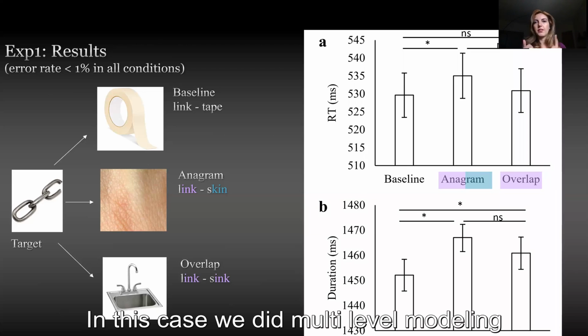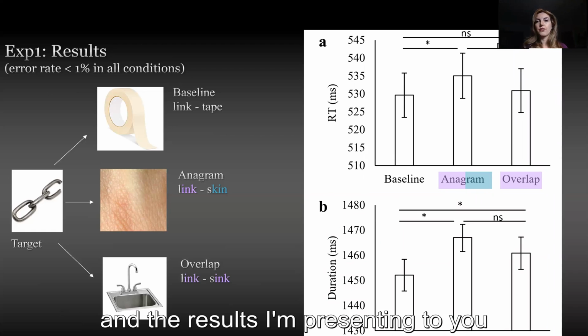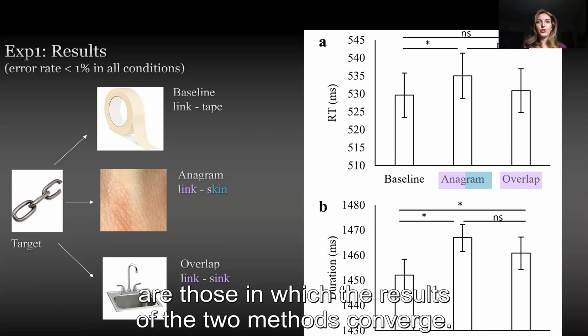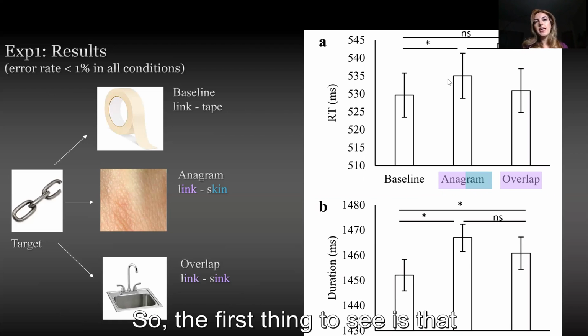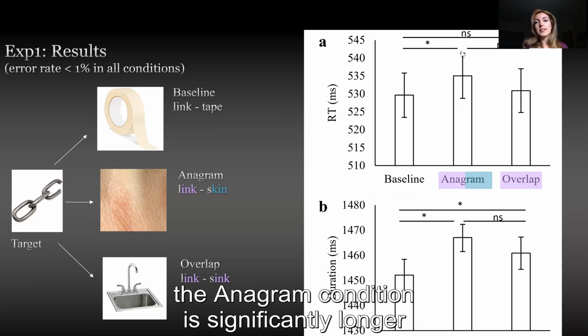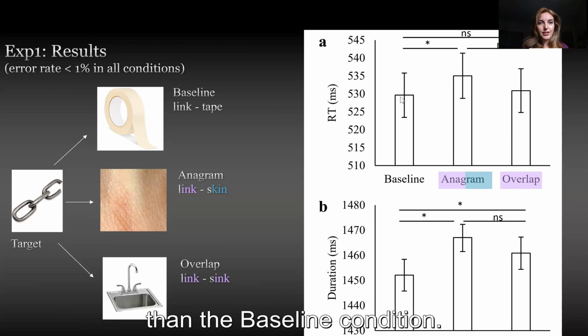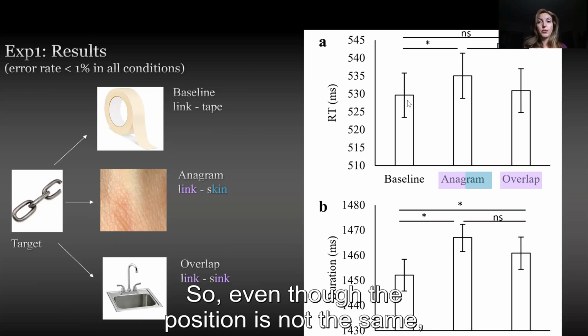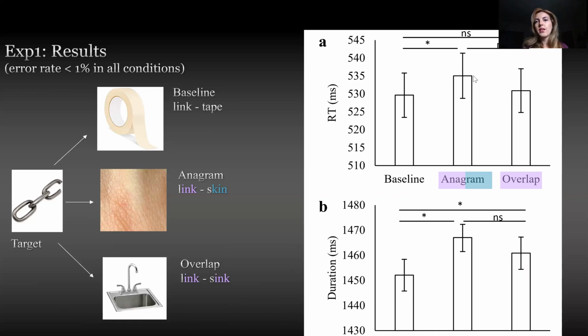In this case, we did multi-level modeling and permutation tests, and the results I'm presenting to you are those in which the results of the two methods converge. So the first thing to see is that both for RTs and for durations, the anagram condition is significantly longer than the baseline condition. So even though the position is not the same, the word interferes.